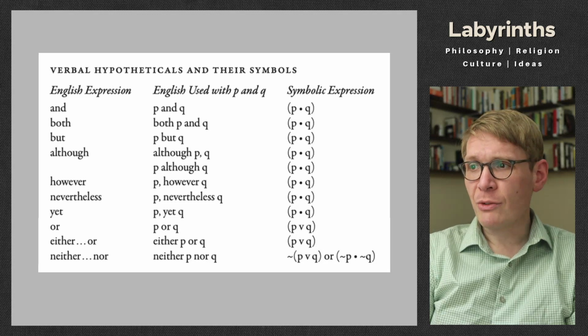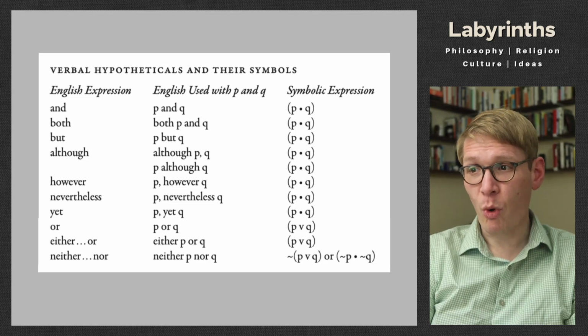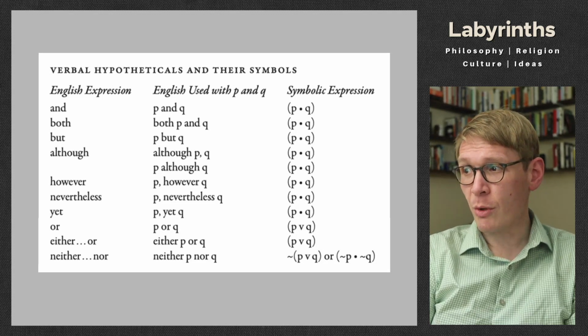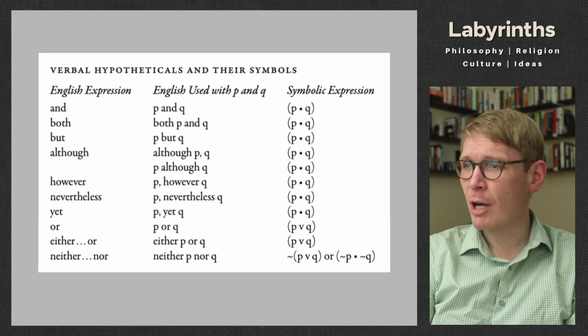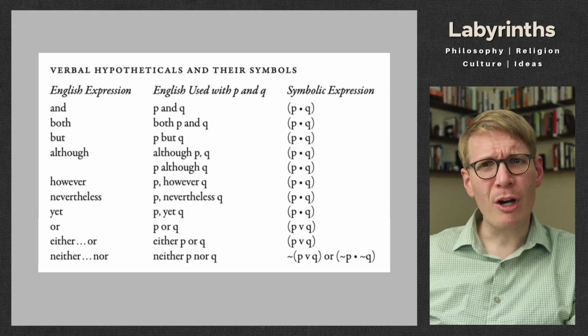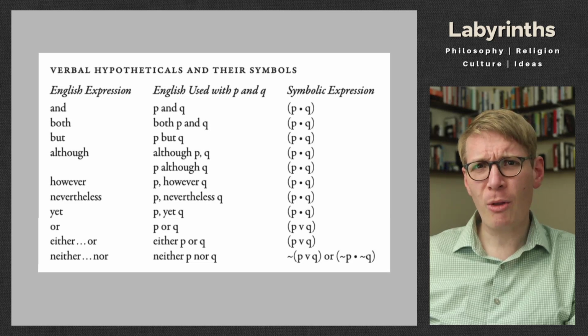In the last three lines here, we have ways of expressing a disjunction, which is very simple: or, either or, neither nor. Either or, either or, pajama, pajama, who knows? That's Louis Armstrong, isn't it? Let's call the whole thing off.